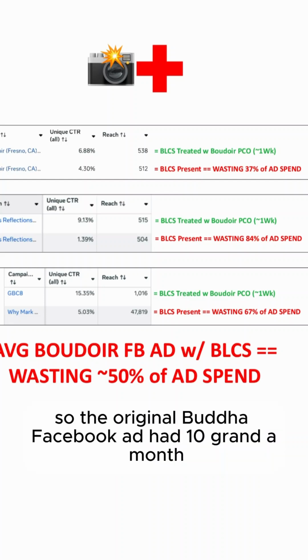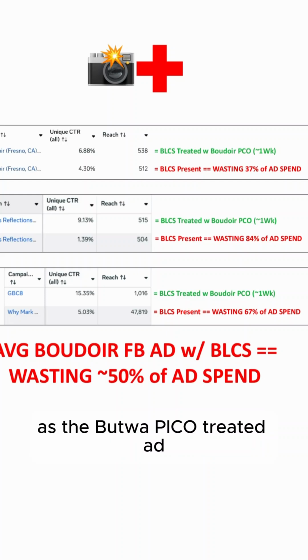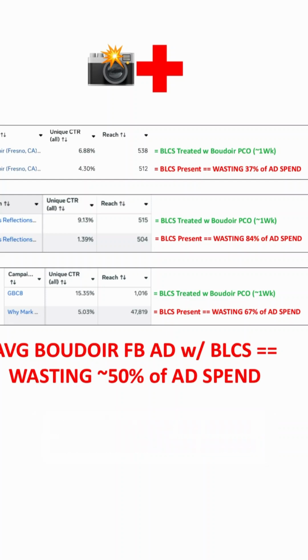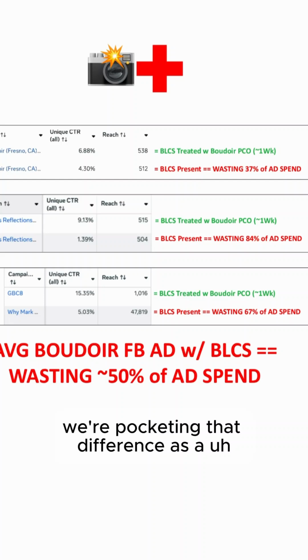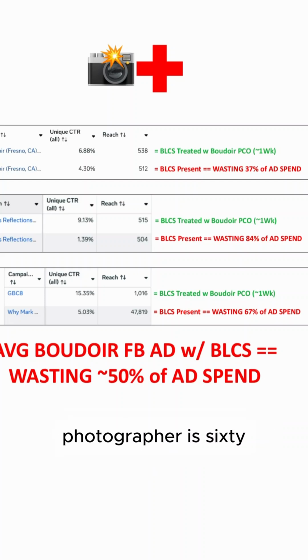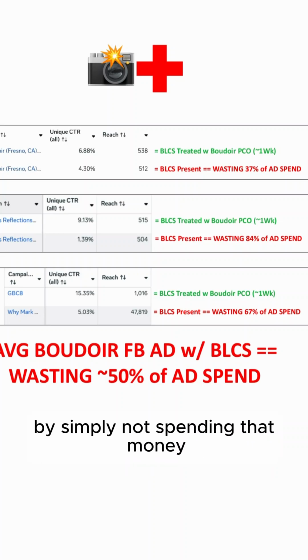So the original boudoir Facebook ad had 10 grand a month. We'll get the same number of women's brands as the Boudoir Pico treated ad, spending only 3,300 bucks a month. So that whole difference, we're pocketing that difference as a bonus profit, or the business owner is, the boudoir photographer is, 6,700 bucks a month in bonus profit by simply not spending that money.